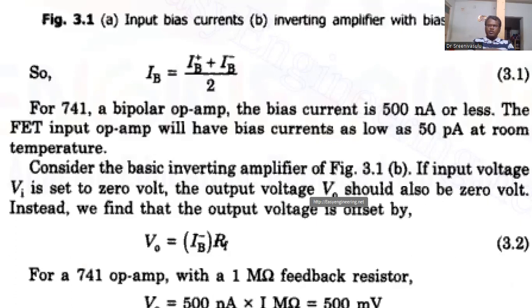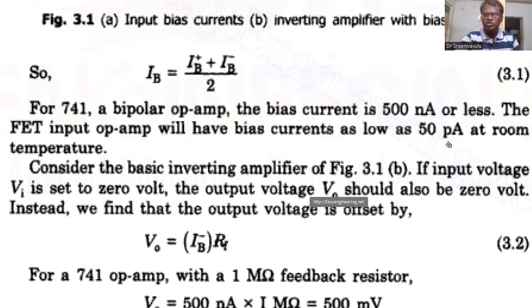If you replace this 741 IC, instead of the bipolar version, with a FET version, the current is still very small, around 50 picoamperes. Nano is 10 power minus 9, pico is 10 power minus 12. So a very, very small amount of current is drawn by these FET terminals. Anyway, it is not going to be zero, but approximately it is a very small value.